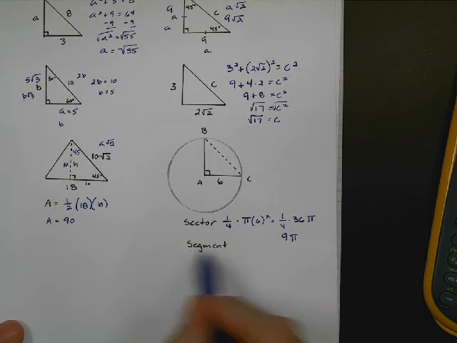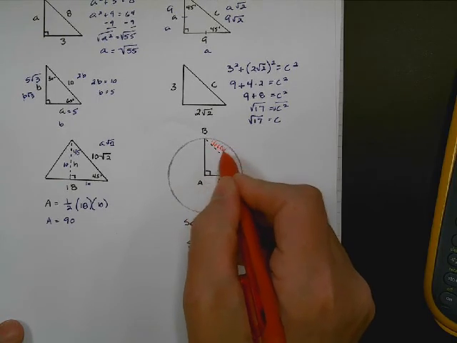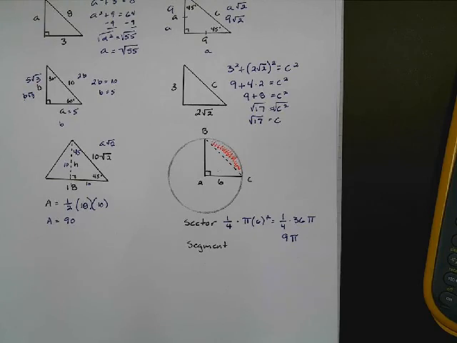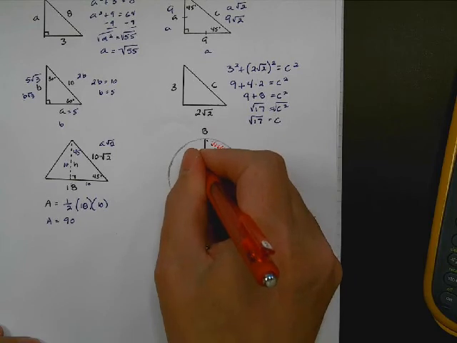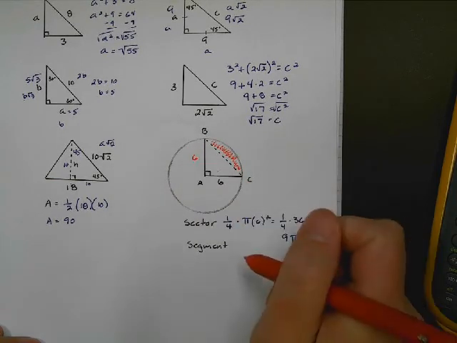Now, what segment would be if we just wanted this little section right here. Okay, I told you that in circles, you're going to see triangles. We're going to see triangles in a lot of our shapes, and there's a triangle here. Now, what we have to remember is that if this radius is 6, this radius is also 6. So that is an isosceles right triangle.